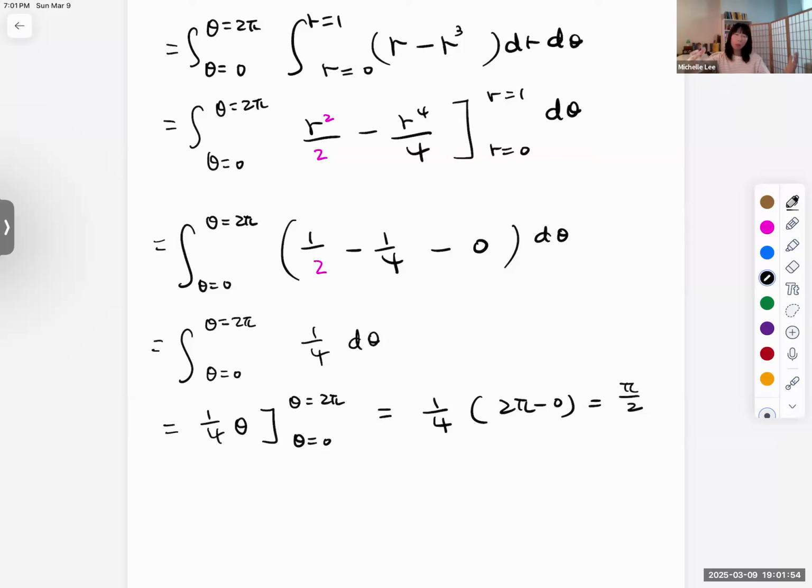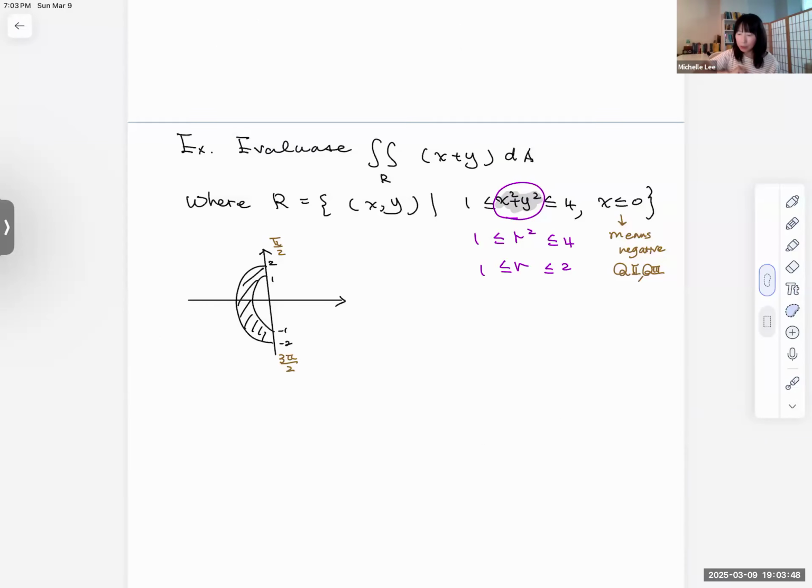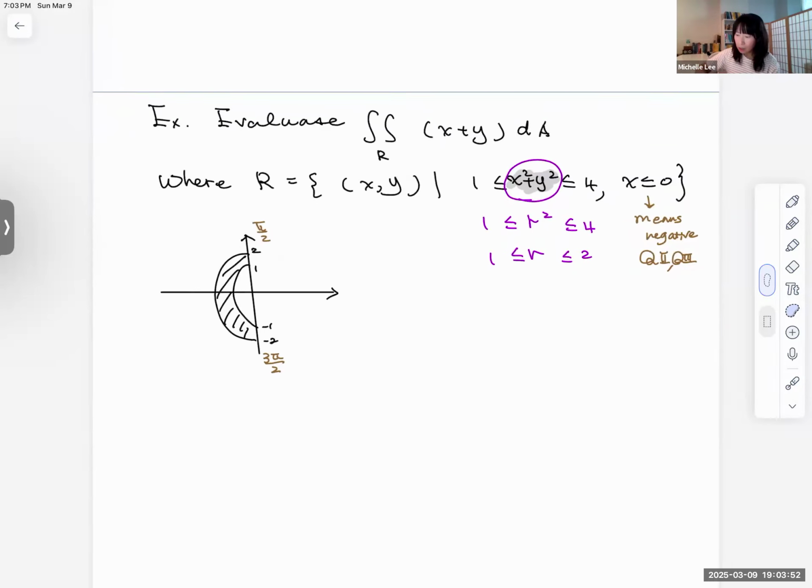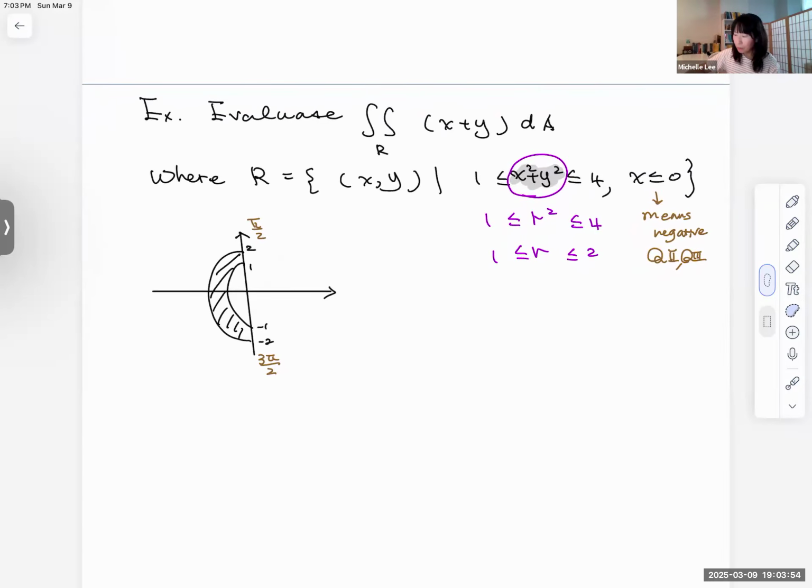For the paraboloid, and the region between r equal to 0 to 1 and theta equal to 0 to 2 pi. All right? Okay, so let's do this one. Okay, so this is the last question for this section. We have a function x plus y dA.